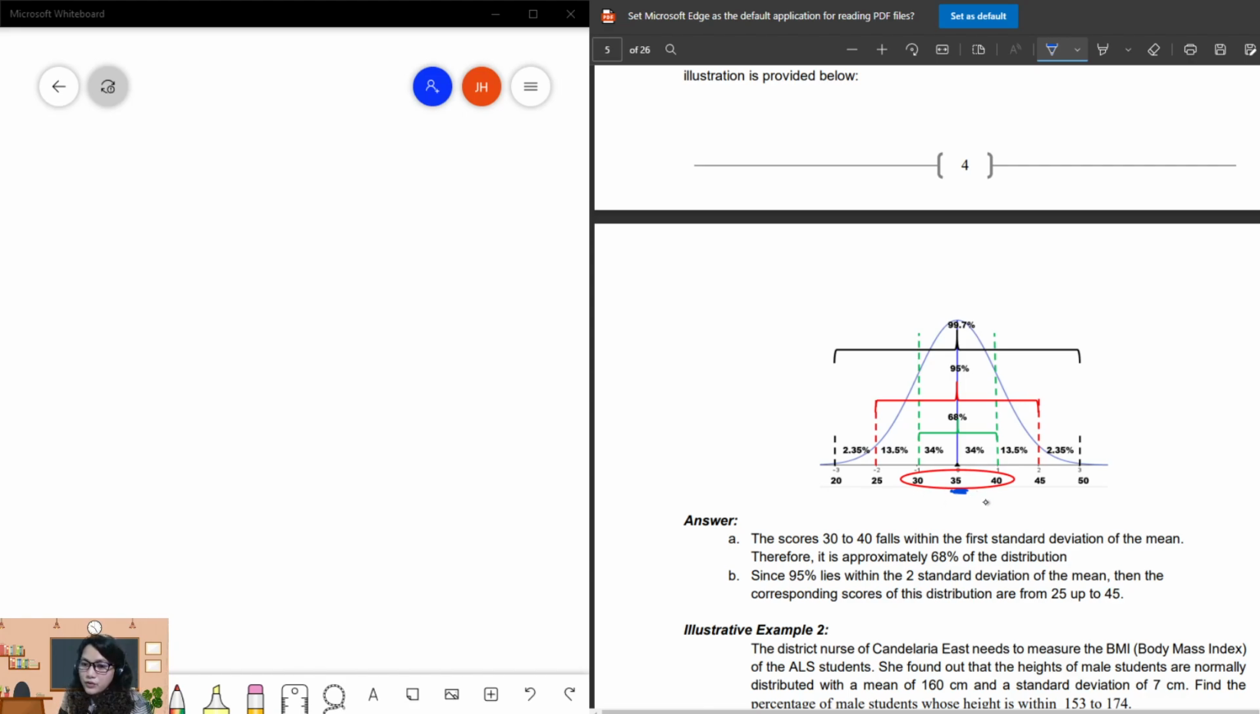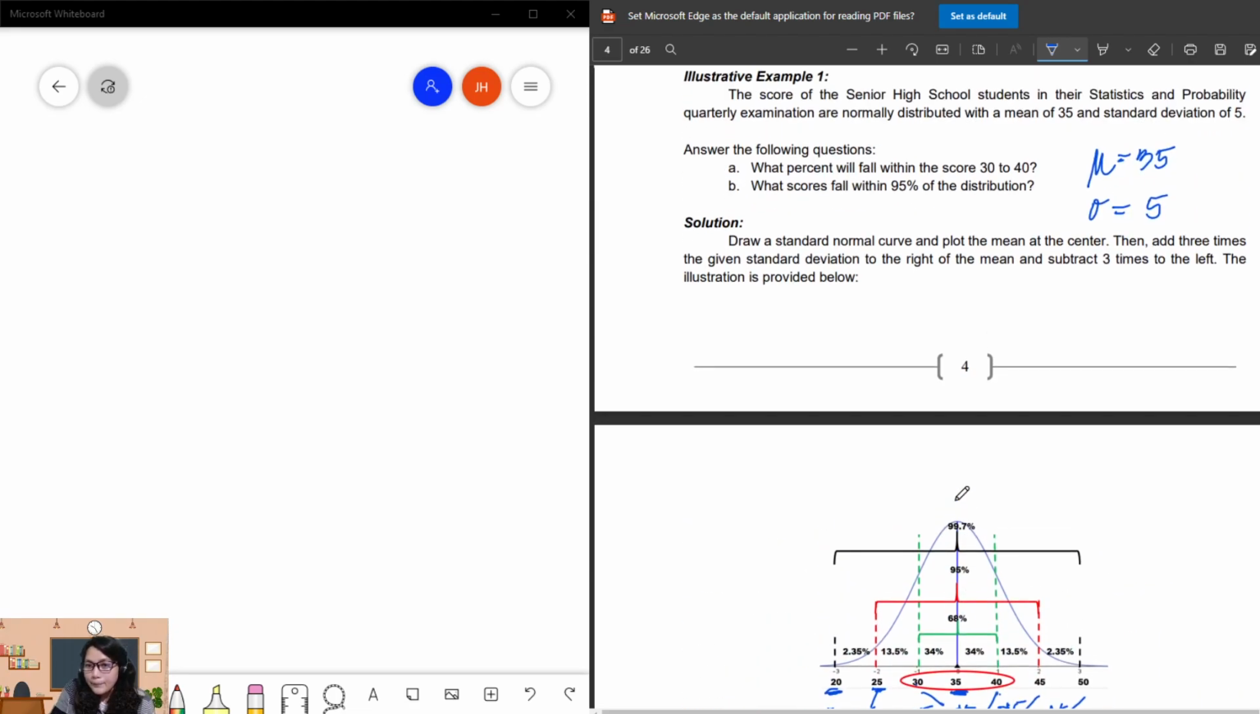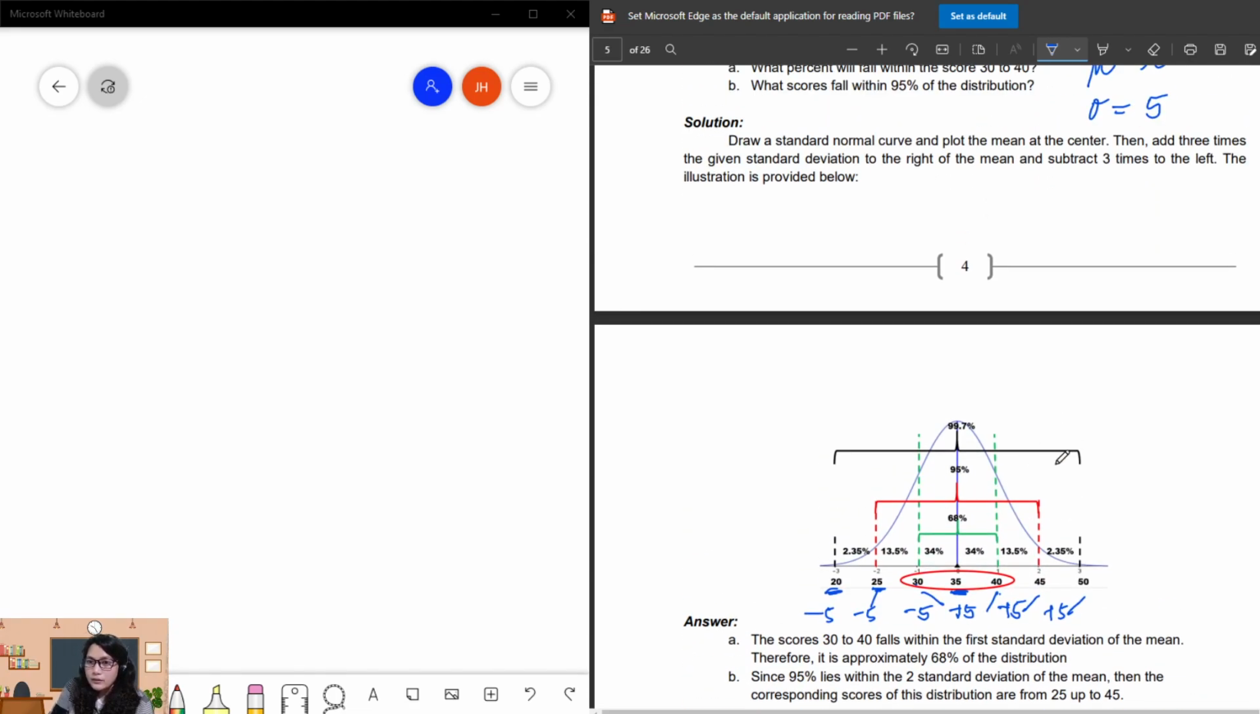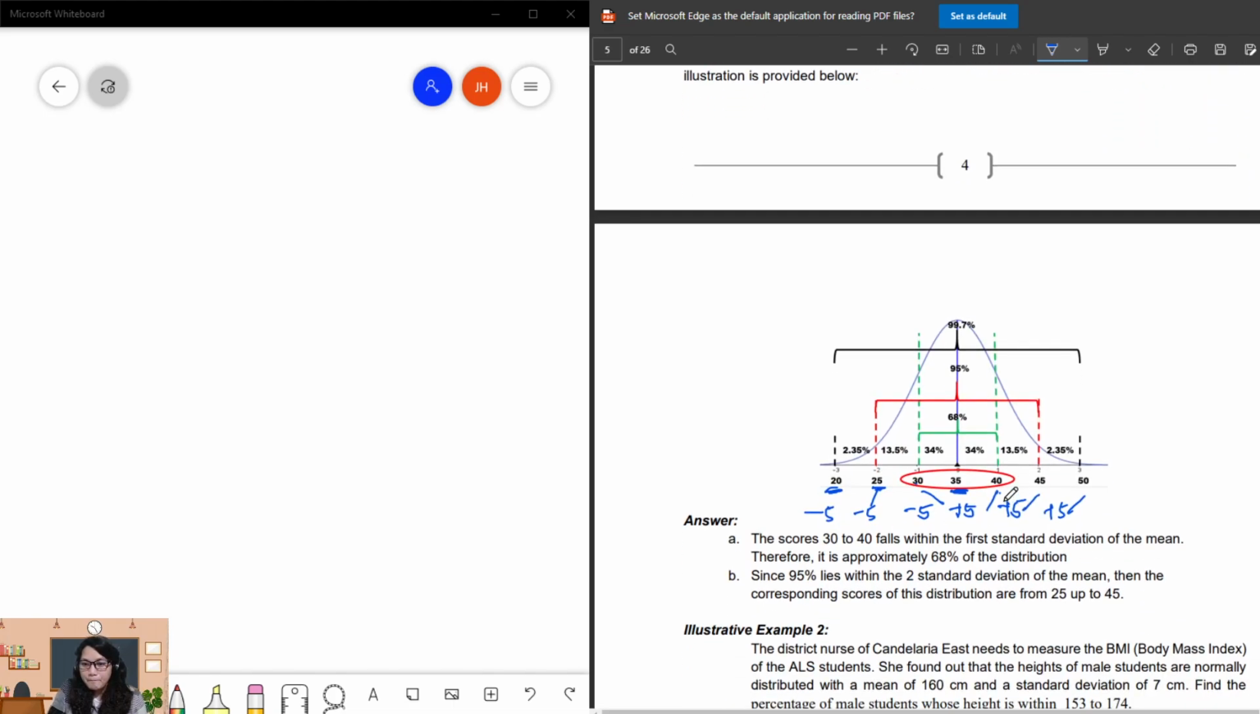Then for the standard deviation, you just add 5, that would be 40. Then you add 5 again, that becomes 45, then you add 5. That is the use of standard deviation. The same thing on the other side: you're not going to use negative 40, because you are going to subtract 5 here, minus 5 here, then minus 5. Alright? That is how you're going to construct the normal curve.